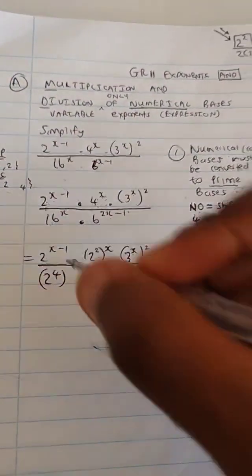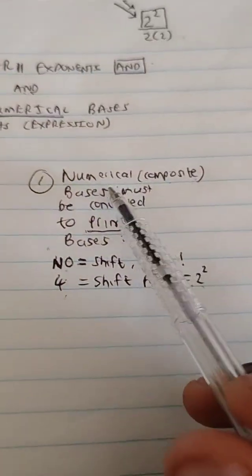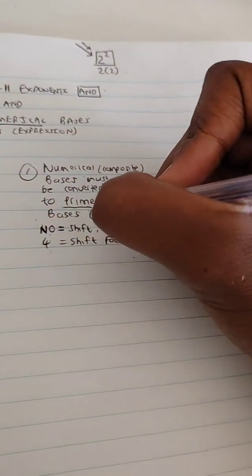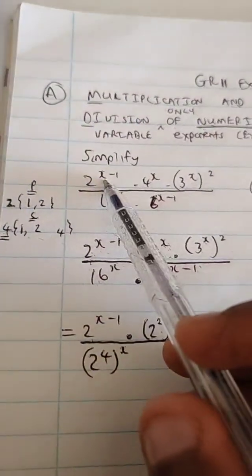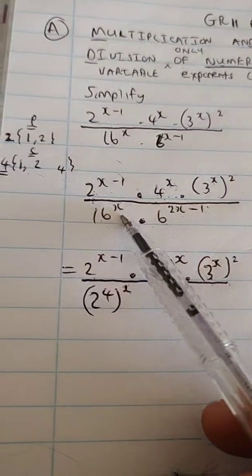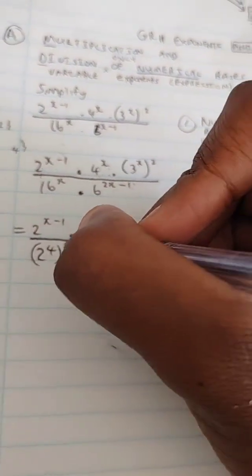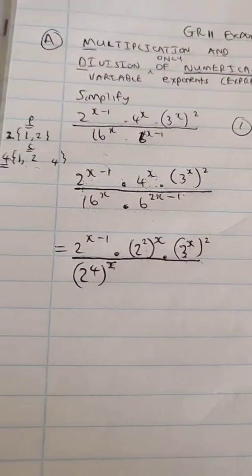We put that in what? In brackets. And then x on the outside. Every composite base that you convert to prime, please put in brackets. And then whatever was outside, you ensure that you don't make it disappear. The x that was there is still going to be written there.